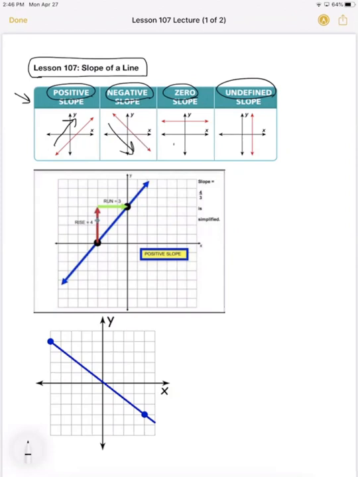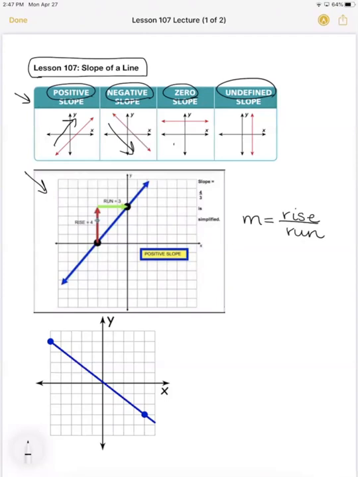Now, let's look at this middle chart here, and we notice that this is a positive slope. The line is rising from the left to the right. Now, let me give you the definition of how we calculate slope. First of all, we use a little m to indicate slope, and it's going to be a fraction of the rise in a line over the run, and I'll explain that in just a minute.